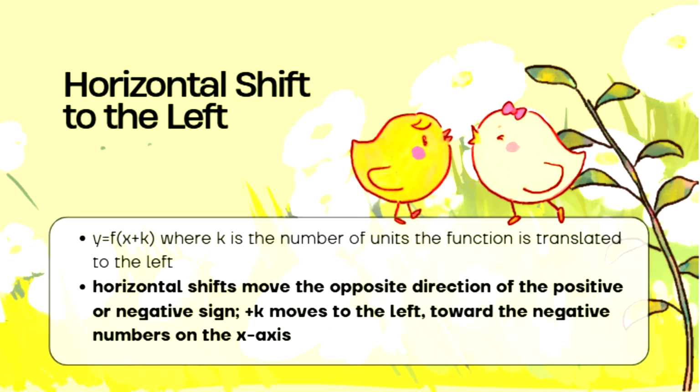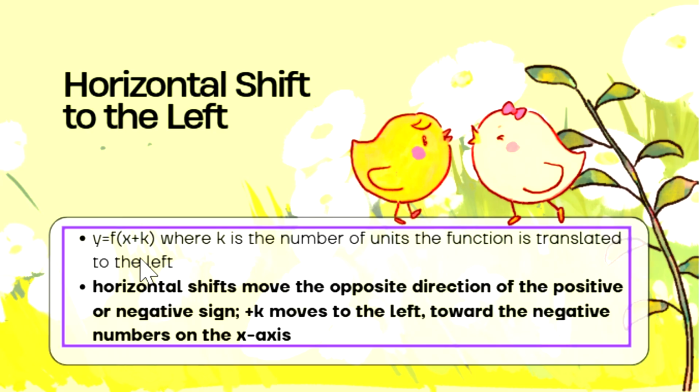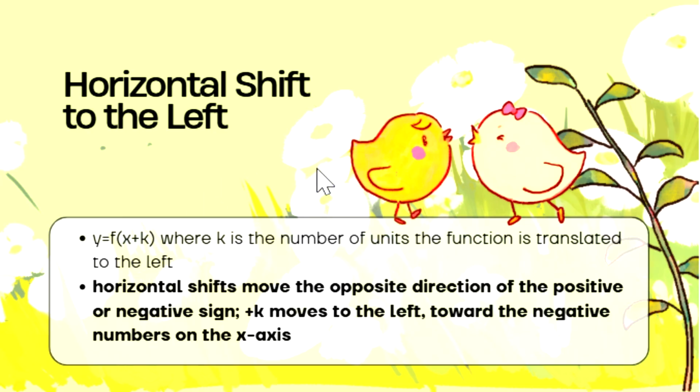So now we're dealing with the formula y equals f, and then we have parentheses x plus k, where k is the number of units the function is translated to the left. Okay, so if it's plus k, it's moving to the left. Horizontal shifts move the opposite direction of the positive or negative sign. So on the x-axis, the positive numbers are over here on the right, and the negative numbers are over here on the left. So you would normally think, oh, plus k, then I'm going over to the right. Nope, you're going to the left.